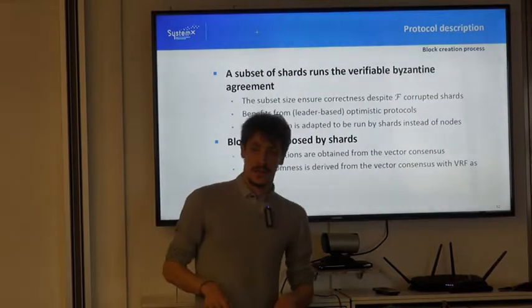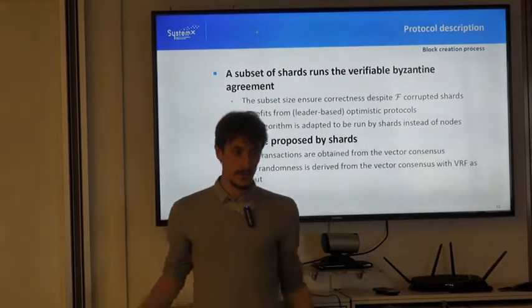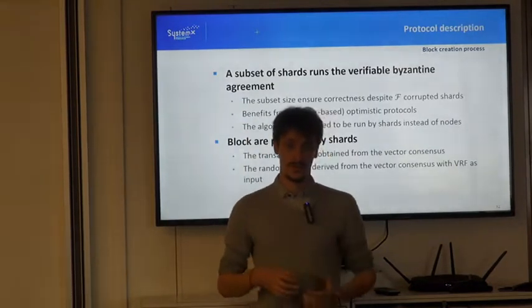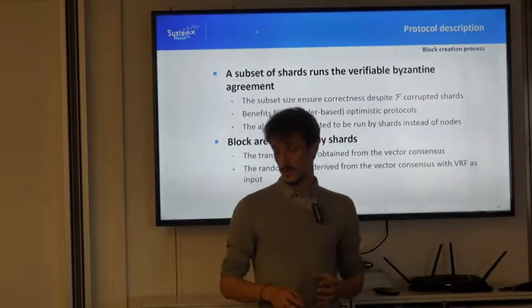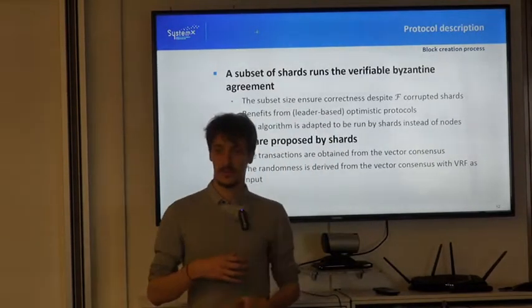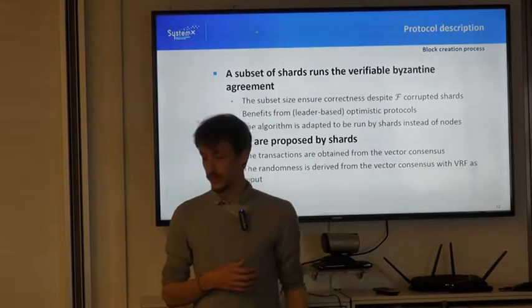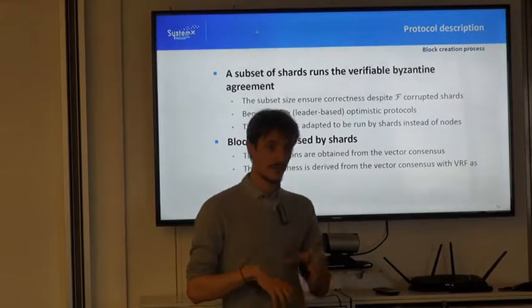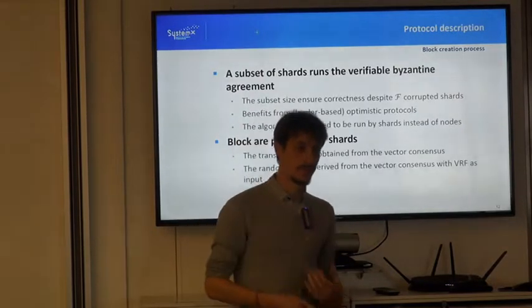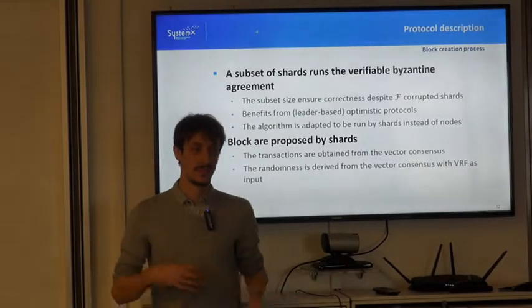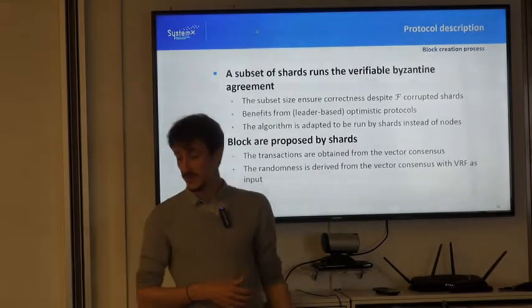So now that we have that, we want to actually create a block. What we do is take a random subset of shards, and this subset of shards will run the Byzantine agreement to produce a block. Roughly speaking, we have some kind of leader-based protocol, but it is adapted to the setting where we have shards instead of nodes participating.